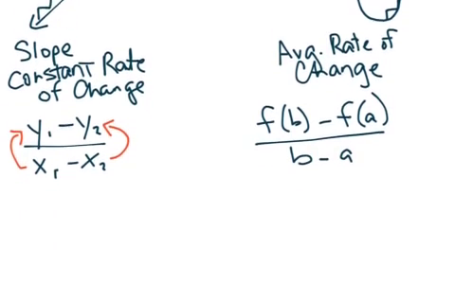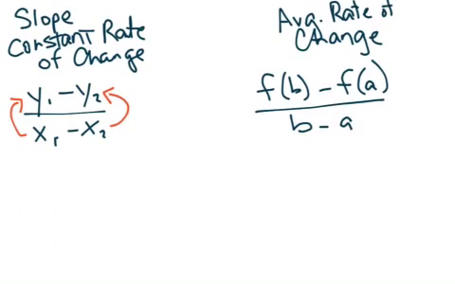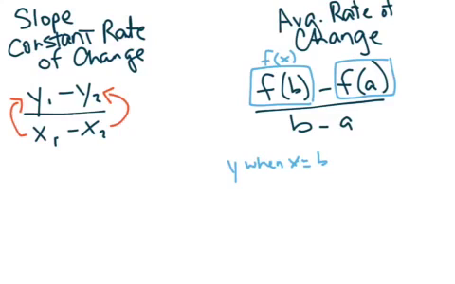Alright, now that looks really confusing, but we have learned everything we need to realize that that's not a confusing formula. Think function notation. Okay, we decided that f of x was the same thing as y. So this notation right here is the y value when x equals b. And this is the y value when x equals a.